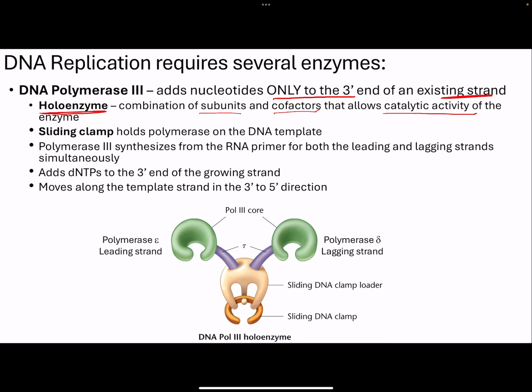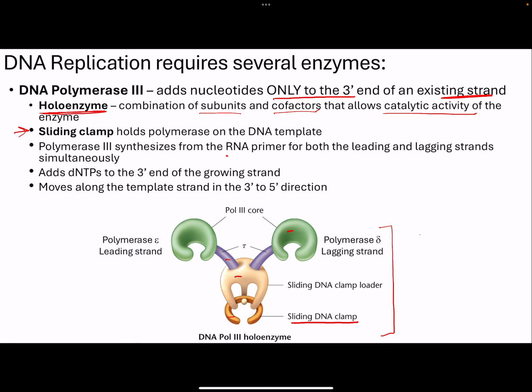So the holoenzyme refers to this entire structure that's shown in green, purple, and orange or gold. There's a key component that helps stabilize the DNA polymerase as it's moving down the DNA template, and that is this DNA sliding clamp. This is basically what it sounds like. It clamps to the DNA template and allows the polymerase to move along without skipping around.